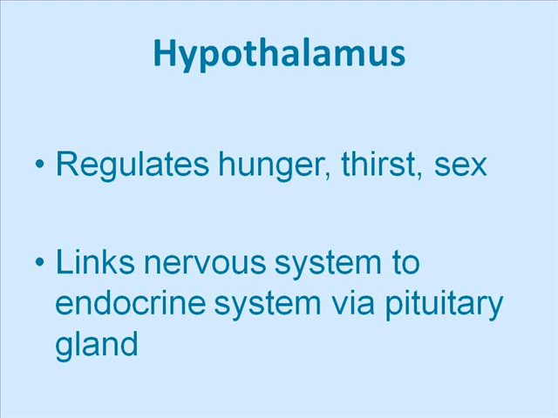Objective number 6 asks that you list the processes regulated by the hypothalamus. The hypothalamus controls some of the more primitive motivations, including hunger, thirst, and sexuality, or sexual motivation. It also links the nervous system to the endocrine system, which we'll talk about later, via the pituitary gland, and thus the glands or hormones that are implicated in sexuality and in digestion.